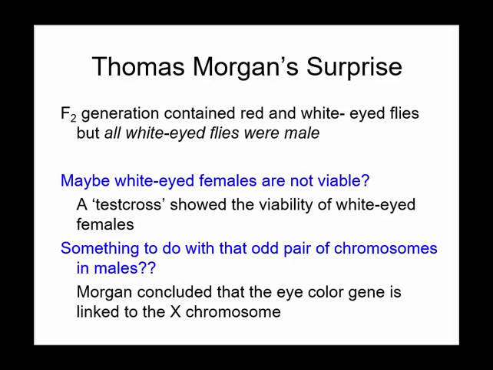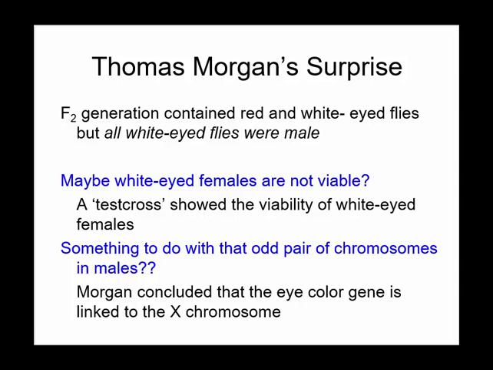So one option might be, well, maybe the white-eyed females aren't viable for some reason, and that's why you're never getting any white-eyed females in this particular experiment. Well, you can test that. You can do a test cross and you can generate white-eyed females. So that can't be it.